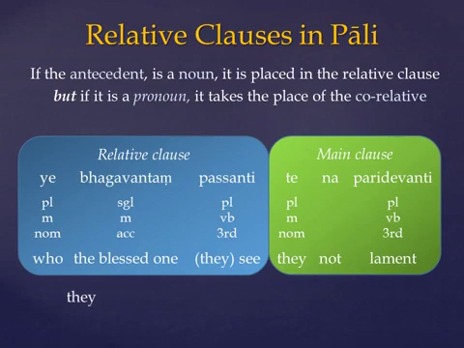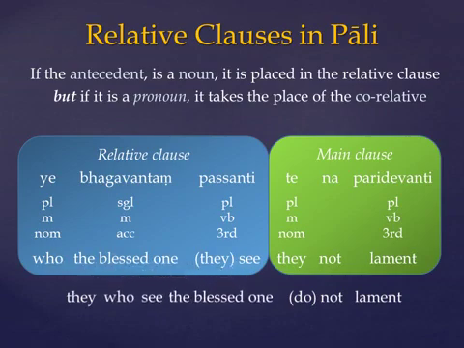And it's in nominative case, being the subject of the third-person plural verb. So we can construct the main clause as, they do not lament. And now if we look at the relative clause, the verb passanti is in third-person plural, matching the pronoun who, and the noun, the Blessed One, is in accusative case, being the object of this verb. So we can render the relative clause, they who see the Blessed One. And together, they who see the Blessed One do not lament.